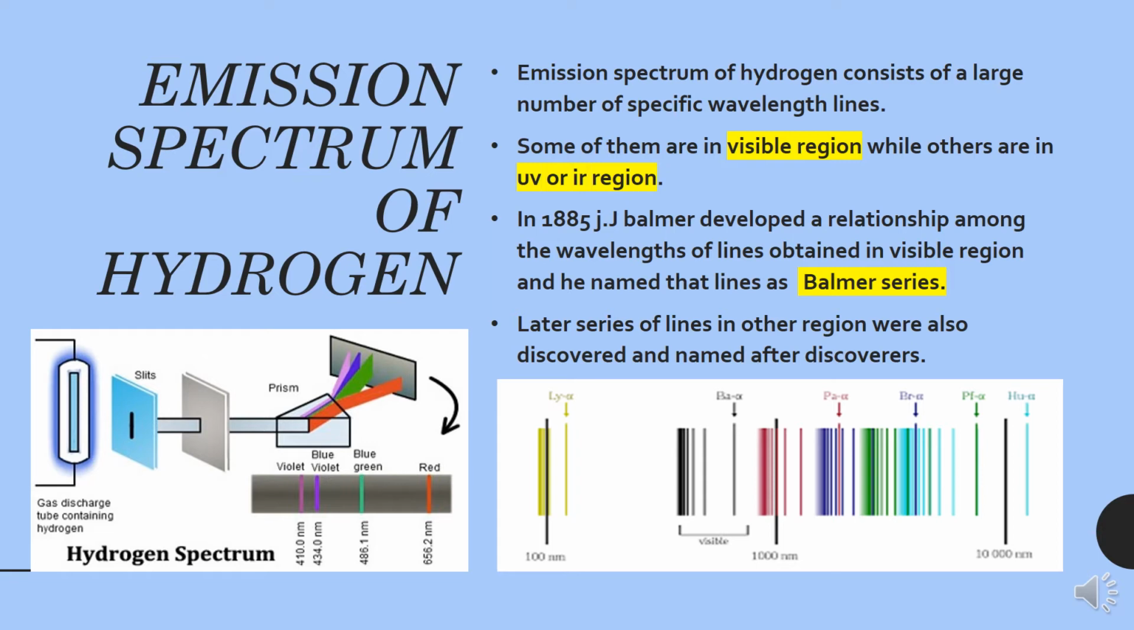In 1885, Balmer developed a relationship among the wavelengths of lines obtained in the visible region, and he named that series of lines. As you can see here in this diagram, these black colored lines are obtained in the visible region. और ये सबसे पहले Balmer ने इनको स्टडी किया, and these series of lines were named after him as Balmer series. Later on, other lines जो UV और IR region में थी, उनको भी अलग अलग साइंटिस्ट ने डिस्कवर किया, and these series are named after their discoverers.